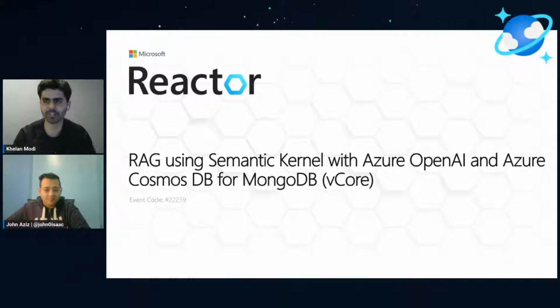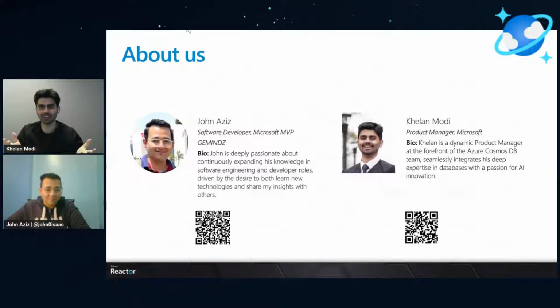Thanks, Jay. I think we're going to get started. So our session is going to be about RAG using Semantic Kernel and Azure OpenAI, and we're going to use the vCore-based Azure Cosmos DB for MongoDB vCore. Today, as Jay mentioned, I'm joined here by John Aziz, and I'm Akhil Modi. I'm a product manager on the Azure Cosmos DB team. John, do you want to say a few words before we get started?